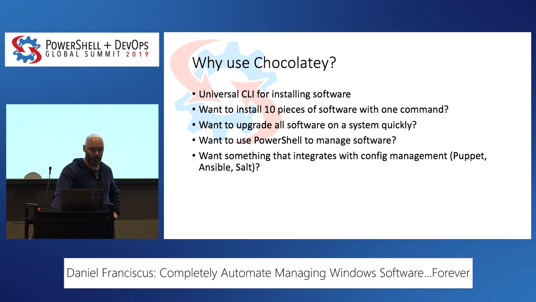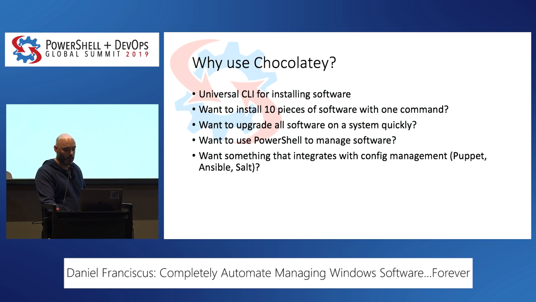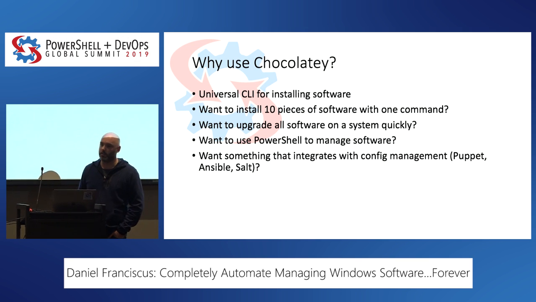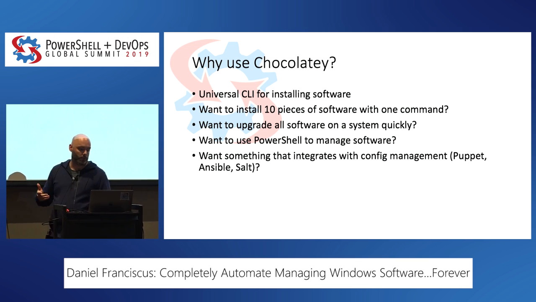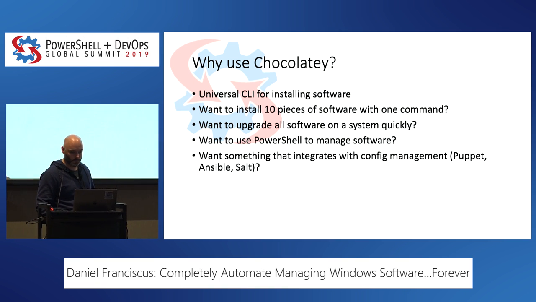Installing and upgrading things, you could do it in one command. You can install 10 pieces of software with one command, choco install, and then pass 10 package names to it, and it'll install all of them. Given it's a CLI, if you want to make scripts out of Chocolatey, it's very easy to do. You could throw it in a PowerShell script or use whatever you want. And it does a lot of really good integration with configuration management. The DevOps community is obviously using this quite a lot, with modules for Puppet, Ansible, Salt, all of the big players in that arena.